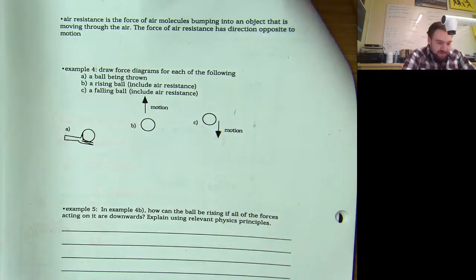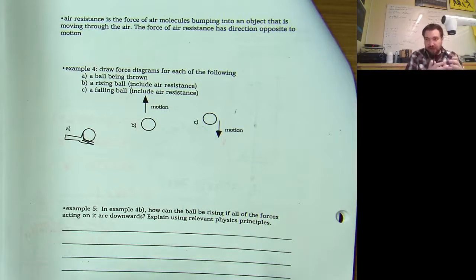Okay. So air resistance is the force of air molecules bumping into an object that is moving through the air. It's like friction. The force of the air resistance has a direction opposite to the motion. So you've got an object that has ridges and bumps and grooves on it, and the air molecules catch in these things and push back against our ball. Now, air molecules don't weigh a lot. They're pretty small, but there's lots of them, and so they impede motion.